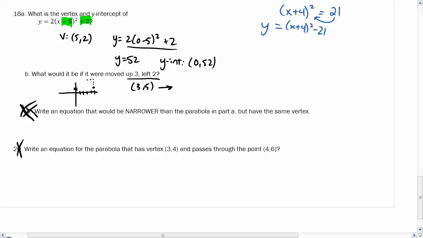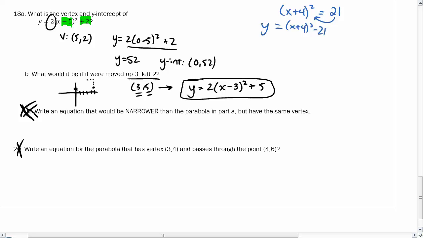Okay, now what's the equation of that one when it's at 3, 5? Well, same format. The first number stays the same, 2. And then x minus the x value of your new vertex, 3, squared, plus the new y value, 5.